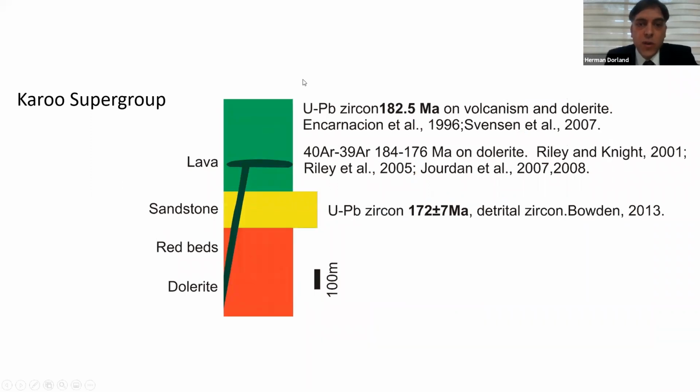This is from the Karoo Supergroup. They've dated volcanism and dolerite with uranium-lead zircon to about 182.5 million years. But Bowden 2013 has found detrital zircons in the sandstone below the lava of about 172 million years. So there's about 10 million years. These zircons are 10 million years younger than the lavas that overlie them. So there's a stratigraphic discrepancy in the Karoo Supergroup that we know of.